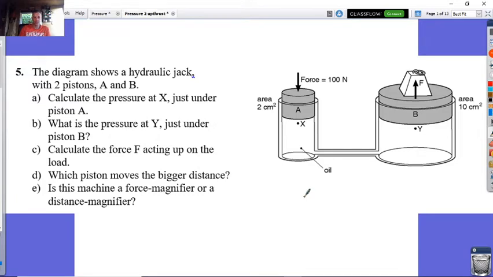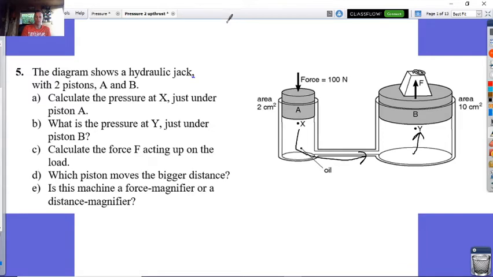Anyway, first of all here, you've got a hydraulic system, with a force acting down here of 100 newtons on area A of 2 centimeters squared. The liquid then gets pushed all the way along here, and then it forces this one up. So that's where you're putting your force down. There's going to be the load, and this one has an area of 10 centimeters squared. It asks, first of all, calculate the pressure in X.